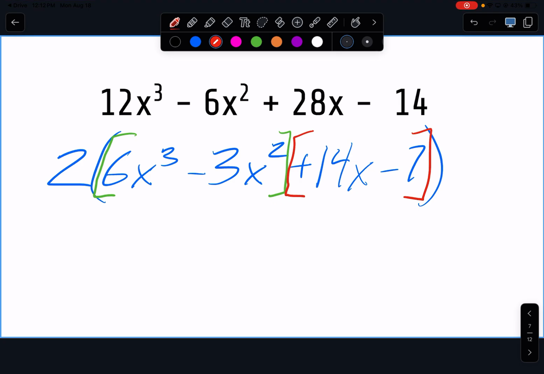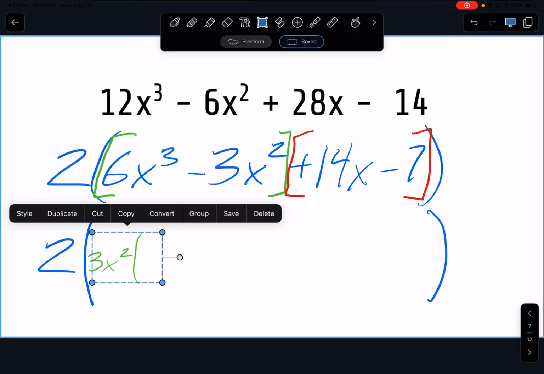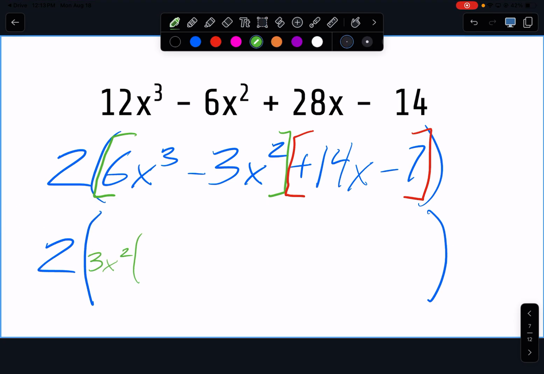All right. What's our GCF in the green side? That 2 is just going to go for the ride. 3x squared. So I'm just going to make some big parentheses here like this. All right, 3x squared is what I can factor out on this side. So I get 3x squared. So then it's going to give me inside, that's going to be 2x, right? To give me 6x cubed. And then minus 1. So now I know what I want to get on the red side.